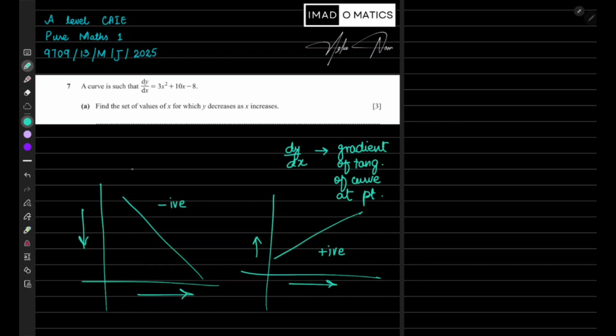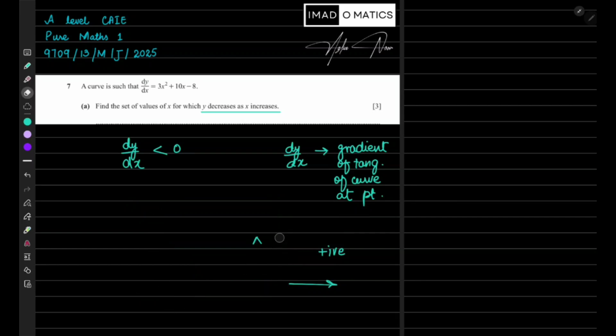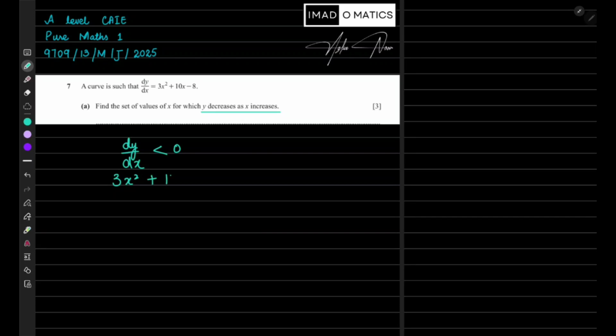So in this way, you should be taking dy by dx less than 0 for y decreases as x increases. That means your derivative is less than 0, or the slope or the gradient of the curve at that point is less than 0. So let's solve this. The derivative is already given to us, and that is 3x squared plus 10x minus 8 less than 0.